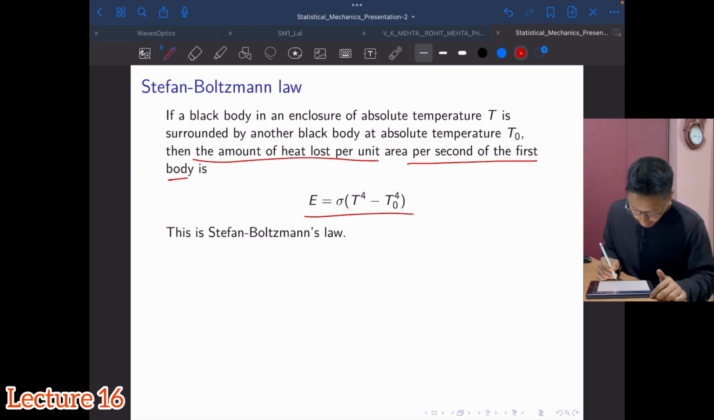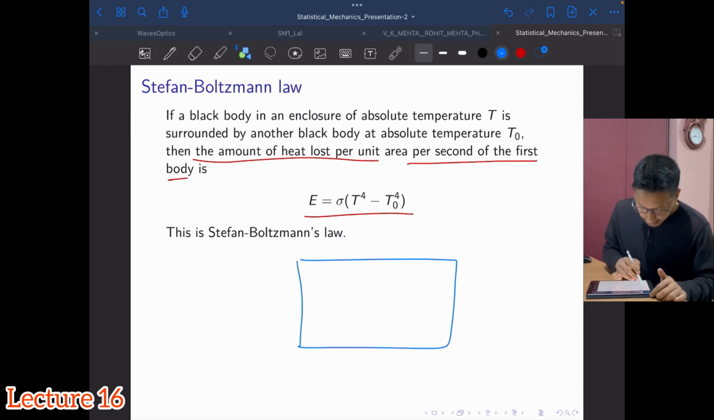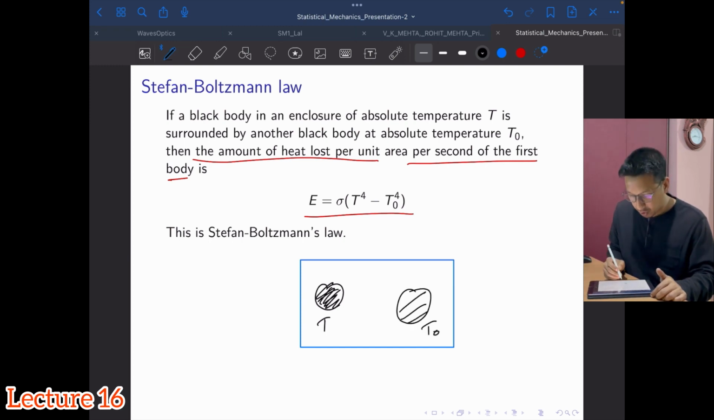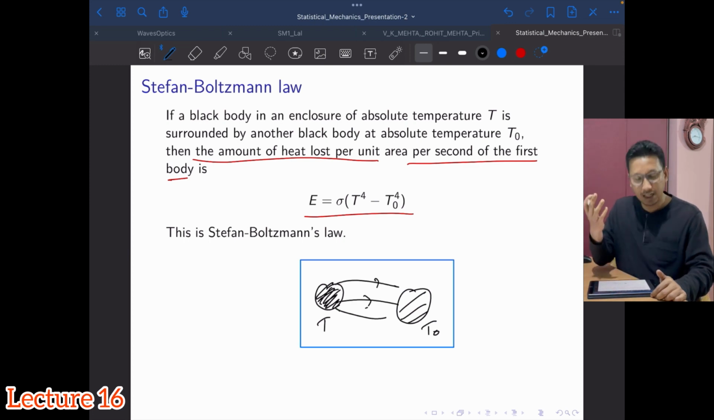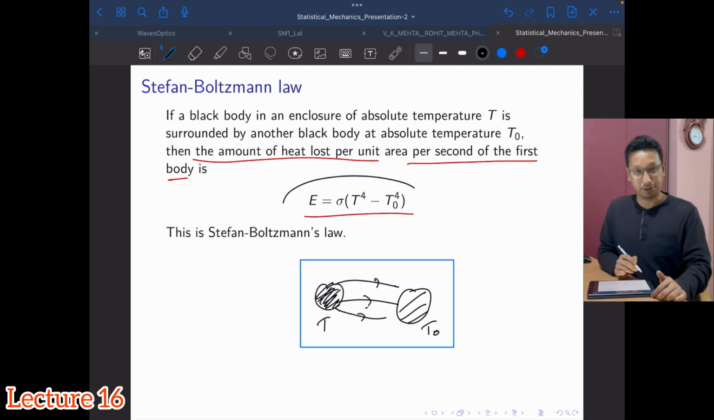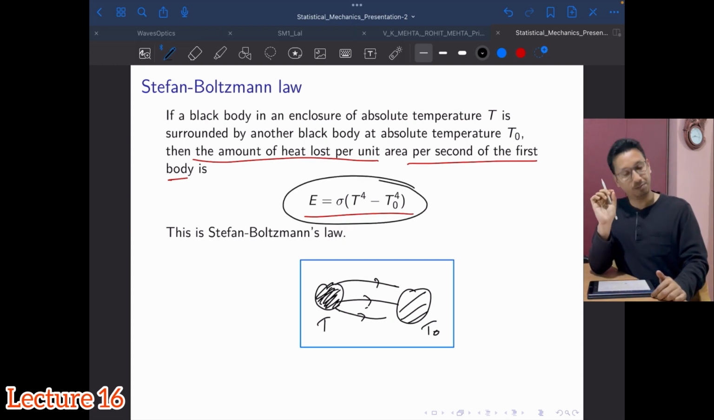So basically what is happening: let's say I have a temperature enclosure. Let me just show you here. Okay, and I have a black body here which is maintained at T. I have another black body, let's say at T naught. So the total energy lost per unit area per second by the first black body will be given by this expression. And this is the Stefan-Boltzmann law.